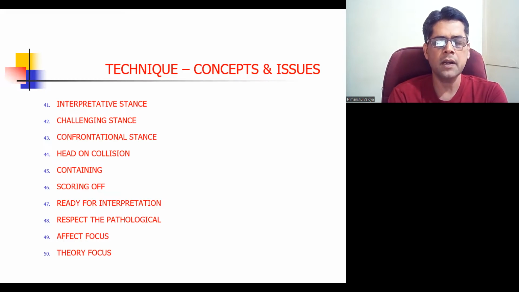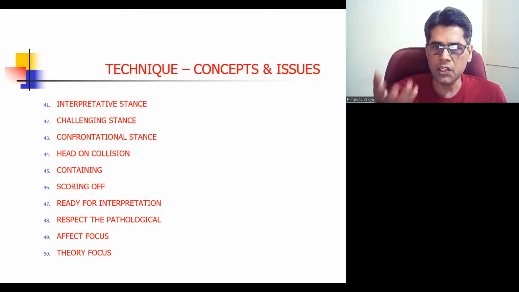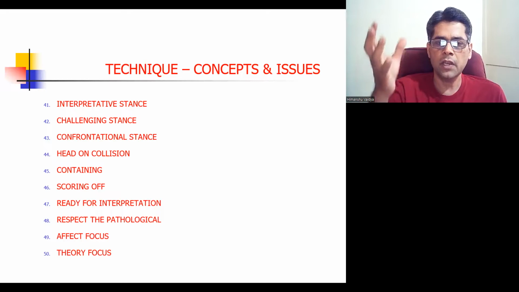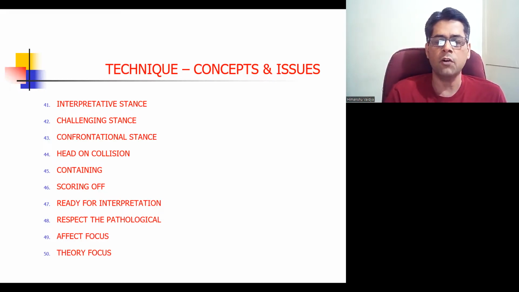The 45th point is containing. Now, this is a very important point. What does it mean to contain? The best example of containing is a baby crying and beating the mother with his hands, and the mother not responding to rage with rage, anxiety with anxiety, but giving the child back a smile. So the input is anxiety and aggression, and the output is the smile of the mother.